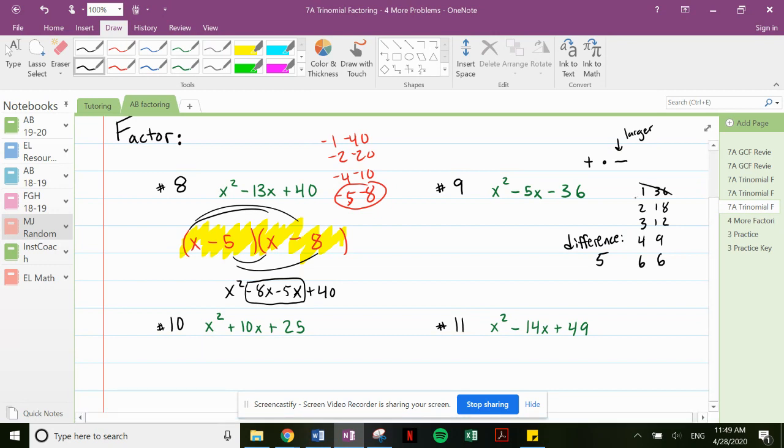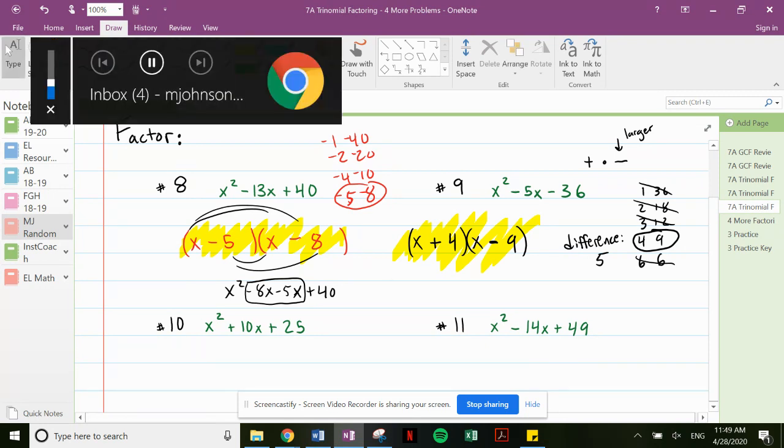So 1 and 36 is out, 2 and 18, 3 and 12 are 9 apart, 6 and 6 are the exact same number, but what about a combination of 4 and 9? They add to 13, but if one is positive and one is negative, we can make 5 or negative 5. So as I factor this, I know we have x and x. They have to multiply to 36. There's my 4 times 9. And if I want to add to a negative 5, I'm going to go with a negative 9 and a positive 4. That gives me negative 9x plus 4x is negative 5x. You just be very careful to look at those signs.